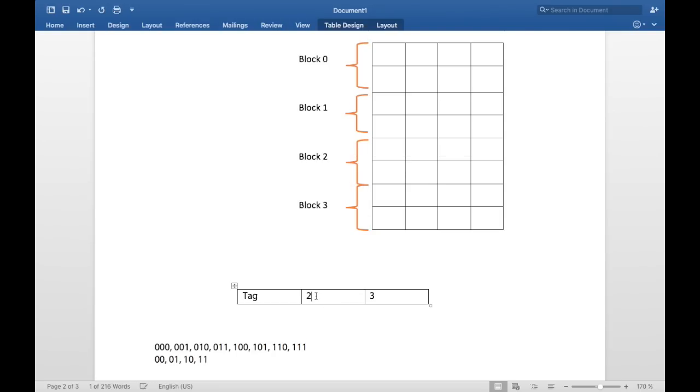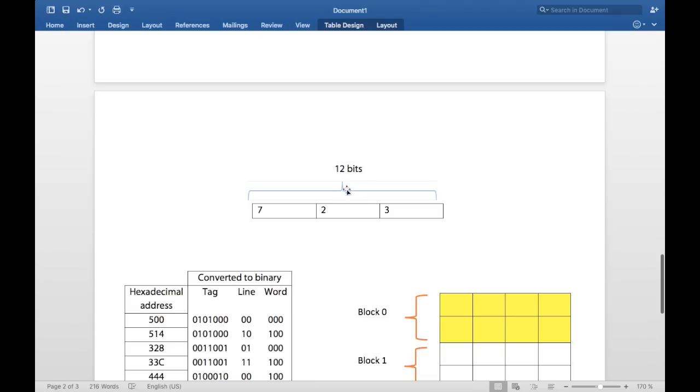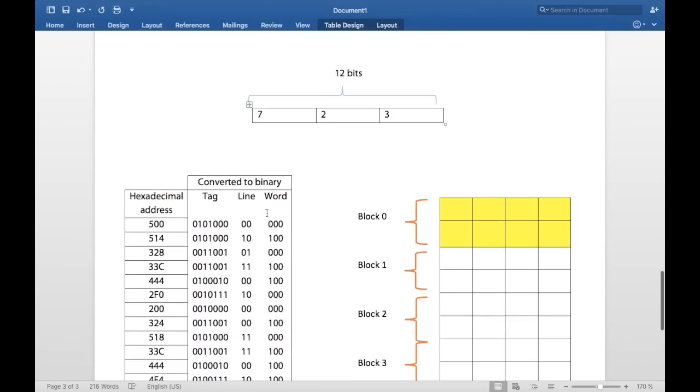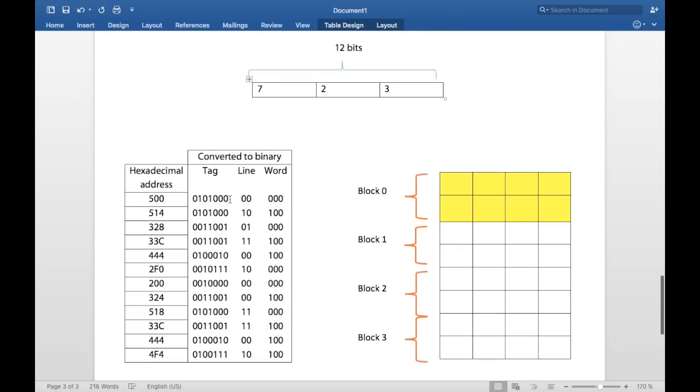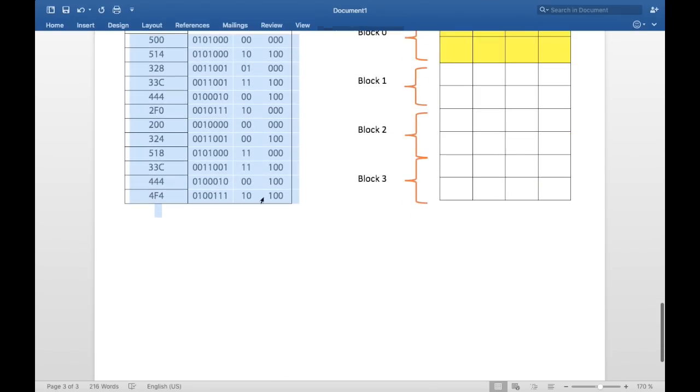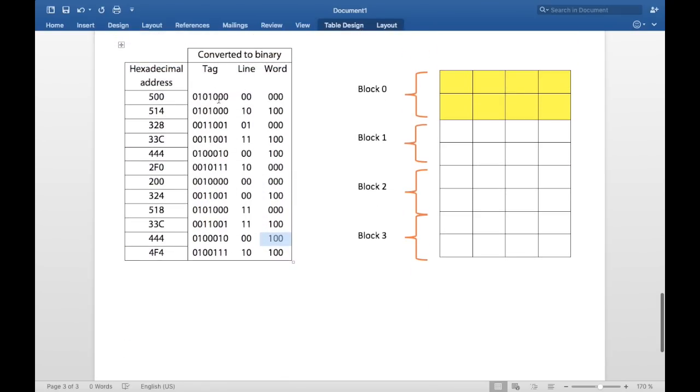So 3, 2, and since we said we have 12 bits overall, the tag is going to be 7. 3 plus 2 is 5, 12 minus 5 is 7. Here's the binary equivalent of all of these hexadecimal addresses, and as you can see I've divided them into line, word, and tag groups. Since we have 3 word bits, you can see 3 bits here, and line and tag as well.